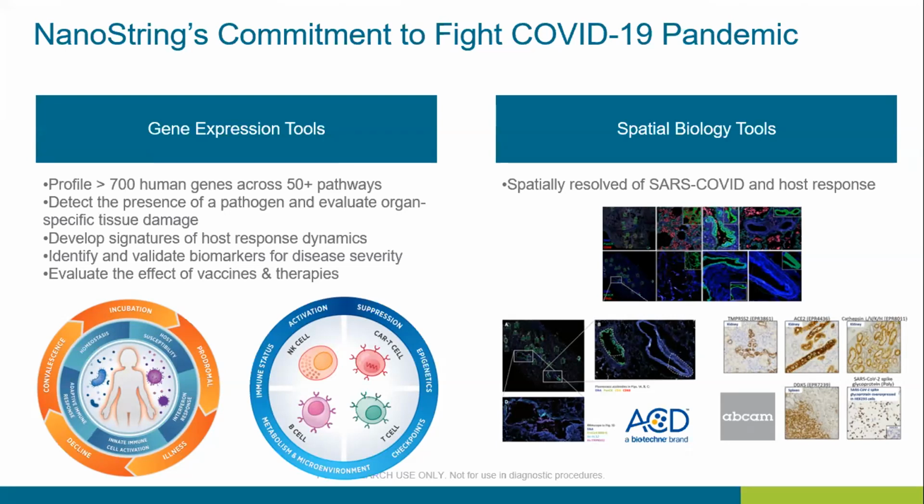At the same time, we also developed new spatial biology tools, which are available on our GeoMx DSP platform, where researchers can look into the virus with spatial context, meaning that they can see where the virus is. Is it in the lung? Is it in the heart? Is it in the liver? And where are all the immune cells interacting with this particular virus? And these spatial biology tools are not only developed by NanoString, but also together with our partners like ACD and also EPCAM.